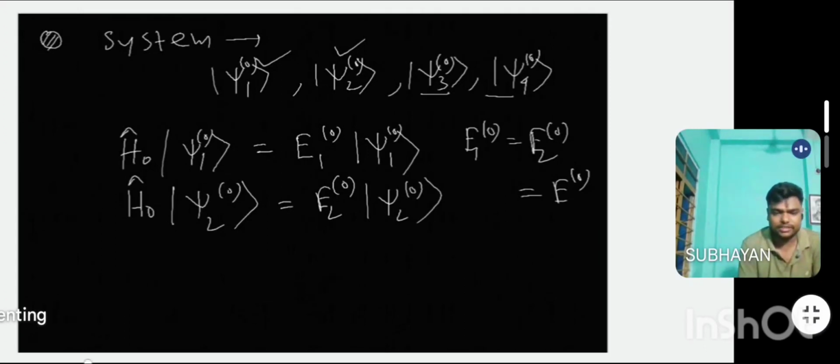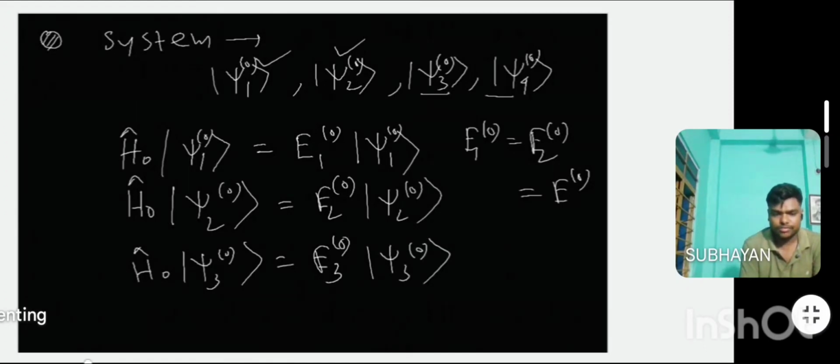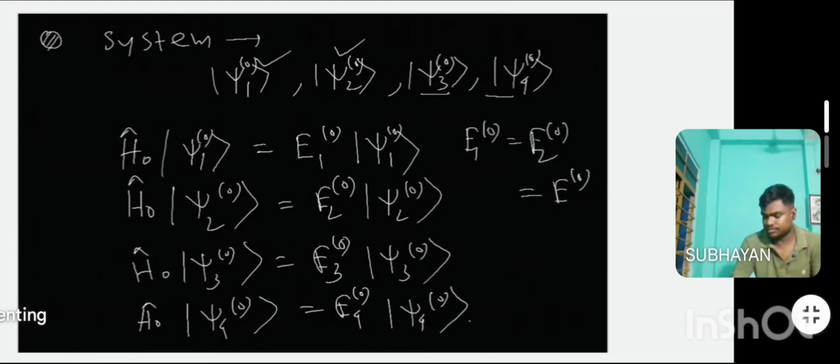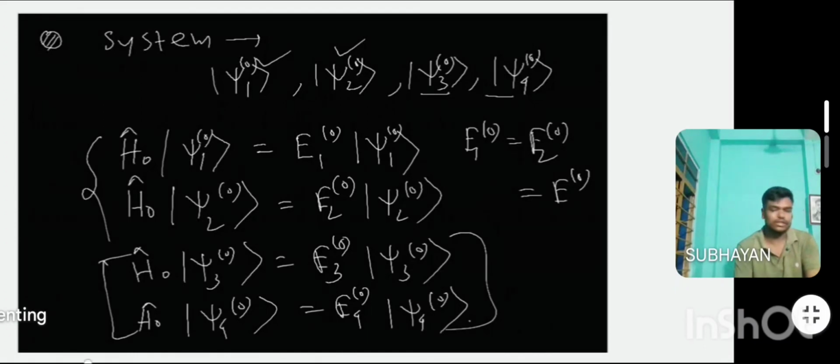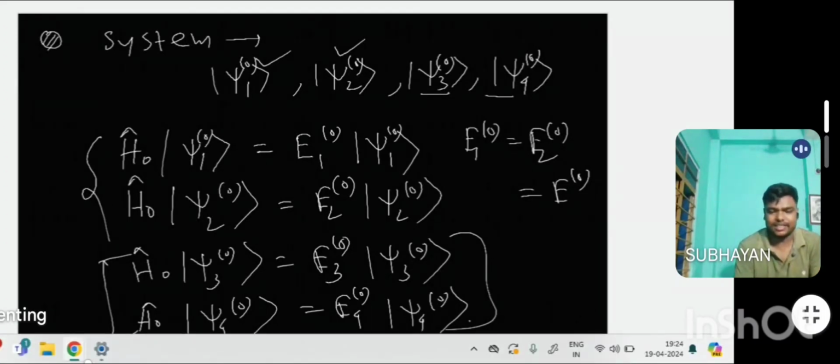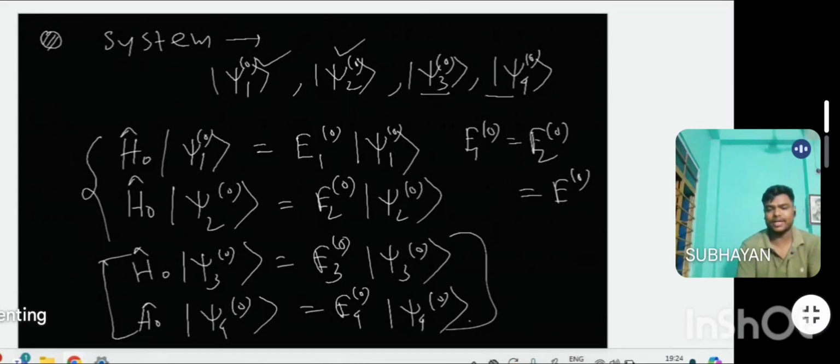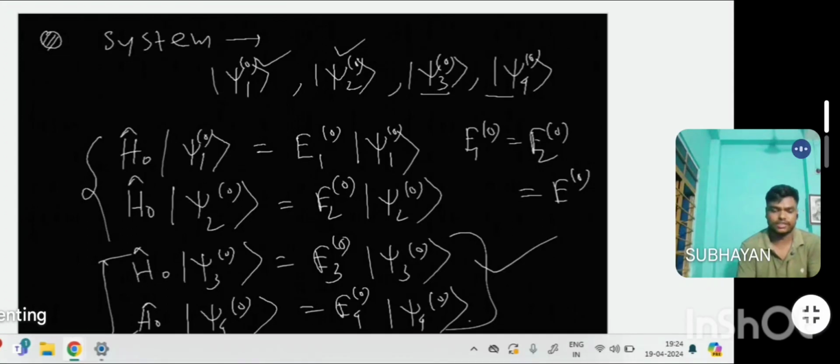And the other two are non-degenerate. So H of psi 3 naught is equal to E3 naught psi 3 naught. H of psi 4 naught is E4 naught psi 4 naught. Okay. So these two are degenerate and these two are non-degenerate. The non-degenerate cases are trivial. They are not problematic. You can apply the non-degenerate rules for these two cases.